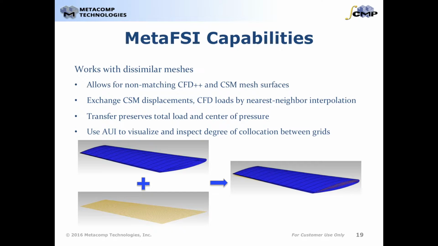Here we see the CFD boundary of a 3D wing model that is set up to exchange loads and displacements with the corresponding CSM boundary modeled as a 2D shell. It is clear that the two meshes are only collocated to a certain degree, but enough for MetaFSI to carry out the mesh morphing.